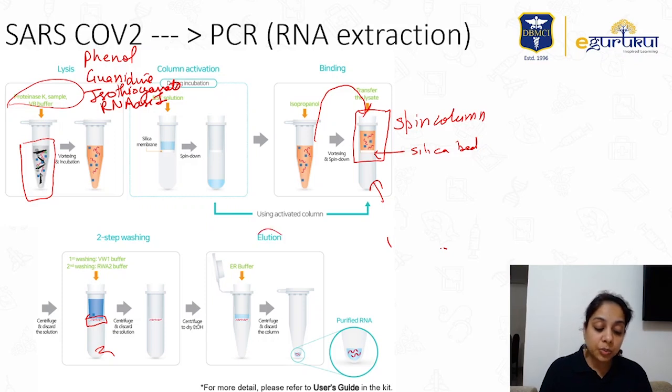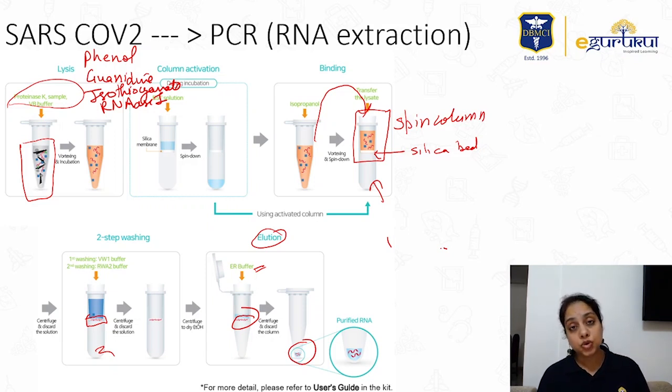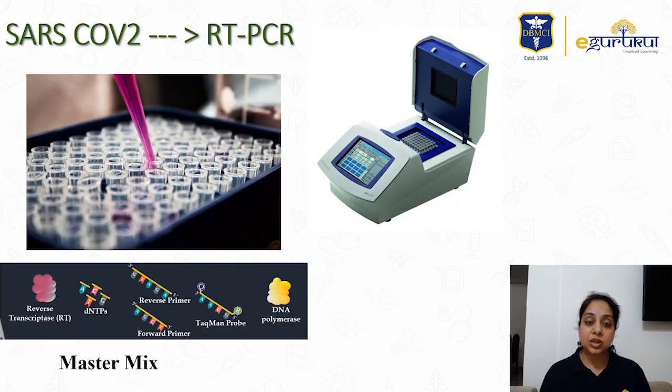Finally, the elution buffer is added. This elution buffer allows the sample RNA to come to the bottom, which is now your purified sample RNA that is used for the PCR amplification and the testing.